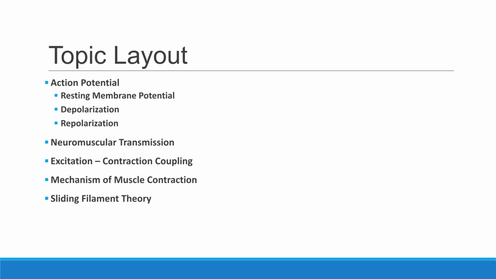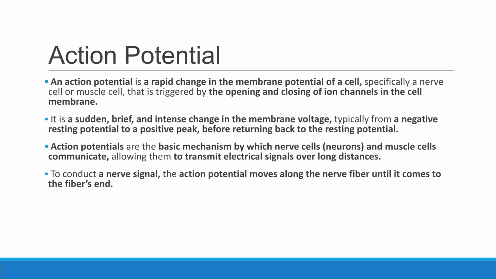This video will cover the action potential, resting membrane potential, depolarization, repolarization, neuromuscular transmission, and excitation contraction coupling, including the mechanism of muscle contraction and the sliding filament theory. An action potential is a rapid, brief, and intense change in the membrane potential of a cell, from a negative resting potential to a positive peak, and back.